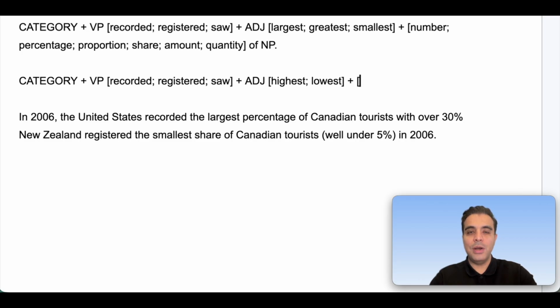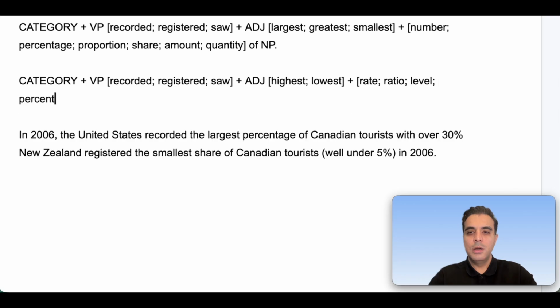So when you use highest and lowest, the nouns that go with these two adjectives are a little different. The nouns that you can use here include rate, ratio, level, percentage, proportion, and figure. And once again, we follow it up with an NP.